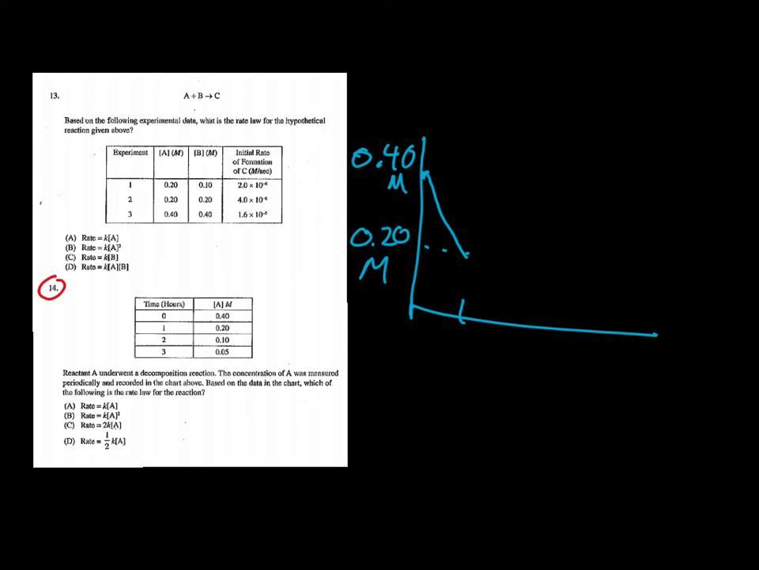And then after another hour, so this is 1 hour and this is 2 hours. After 2 hours, it's dropped to 0.1, so halfway again. So there's 0.1. And you notice it keeps losing half of its material each hour. So the half-life is 1 hour.